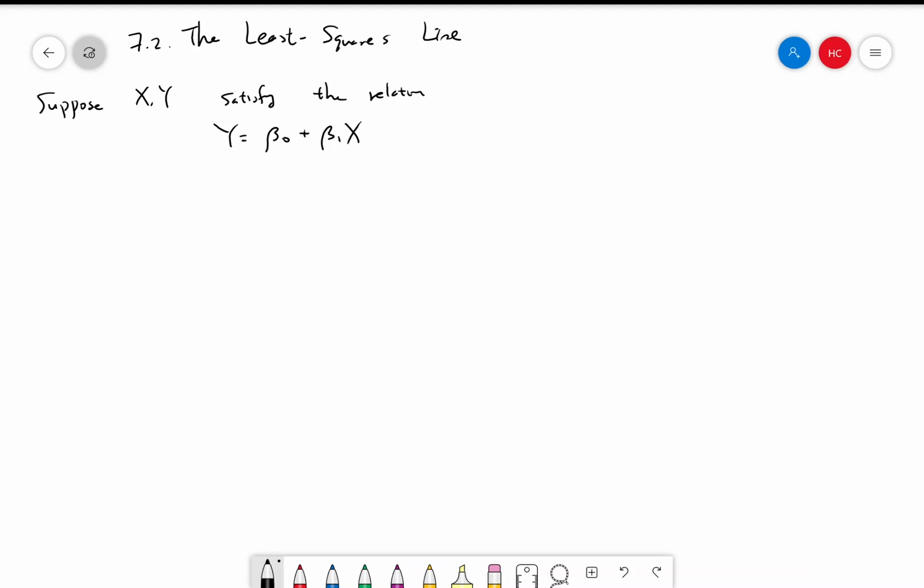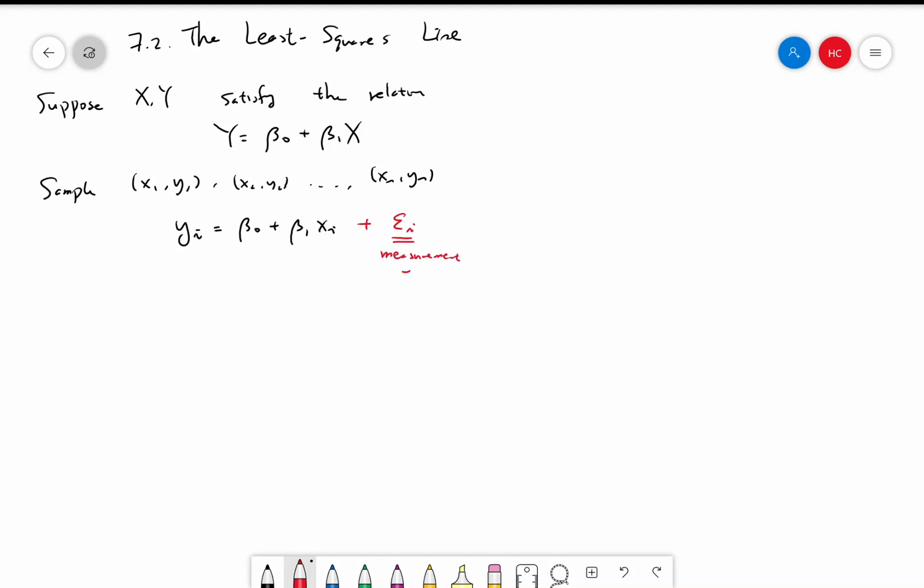Then our goal for the section is to figure out, or at least to get an estimate for beta 0 and beta 1. So first we obtain samples: x1, y1, x2, y2, all the way to xn, yn. Ideally, these samples should satisfy yi equals beta 0 plus beta 1 xi. But samples come with measurement errors, so epsilon i is the measurement error.